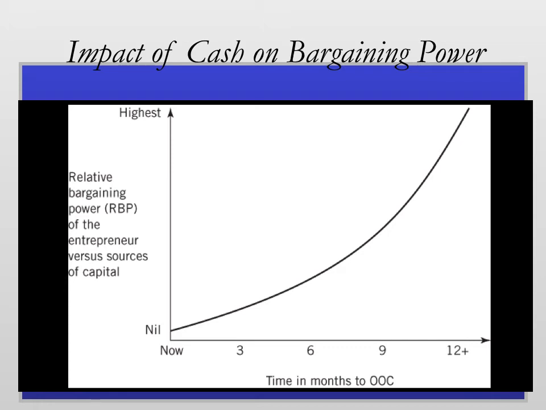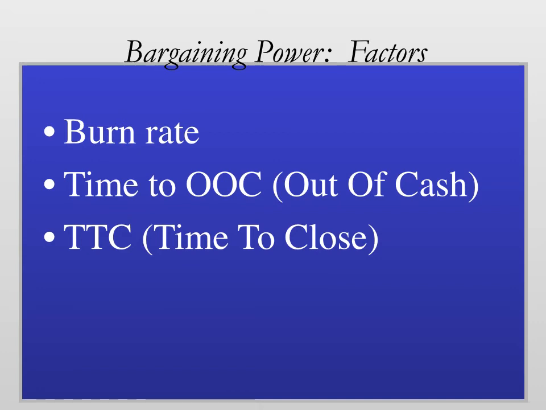And as you can see, when the company has little or no cash on hand, the bargaining power of the entrepreneur is little or none, the same as the poor cash position. On the other hand, when a company has a year's worth, 12 months or more of cash on hand, the bargaining position of the entrepreneur tends to be much stronger, and they may not even have to deal with investors. So that's one of the major reasons why we want to monitor cash flow in early stage companies.